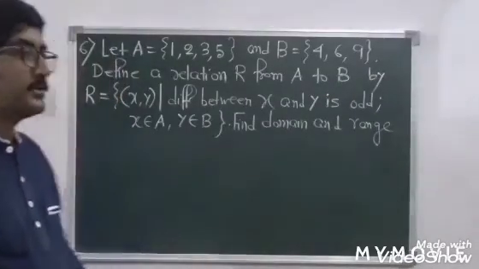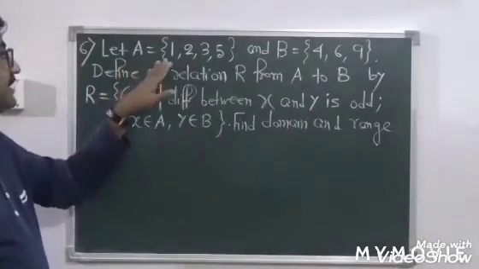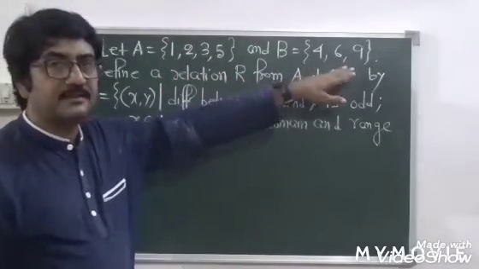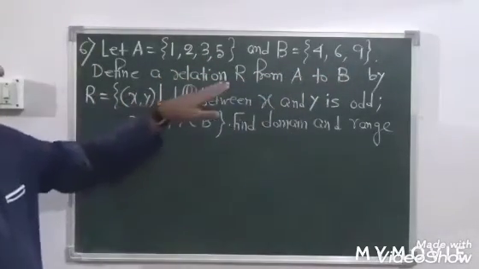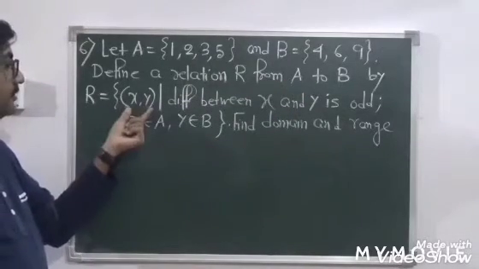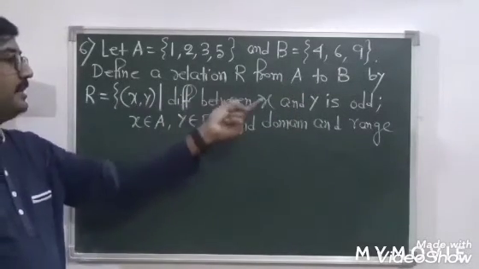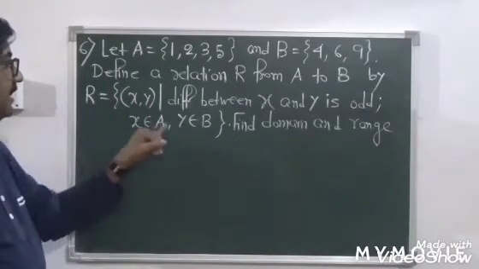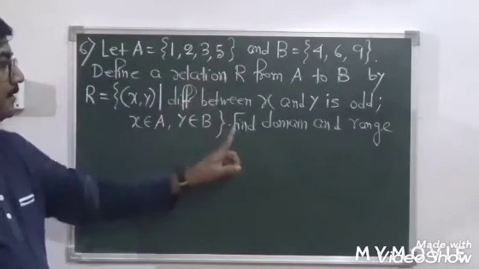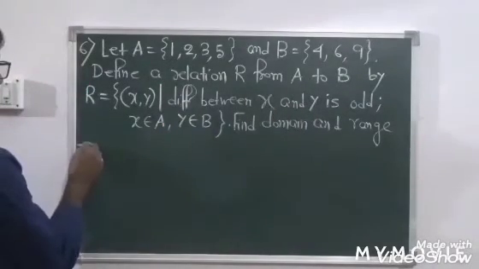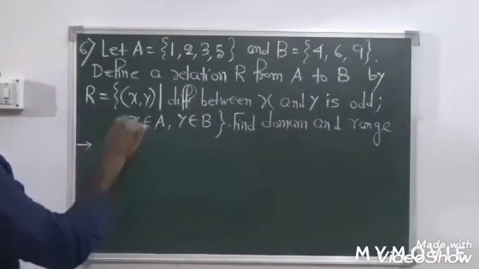Now in this particular question, let set A have elements 1, 2, 3, 5 and set B have elements 4, 6, 9. Define the relation R from set A to set B as all those ordered pairs in which the difference between x and y is an odd number, where x belongs to set A and y belongs to set B. Find the domain and range. First of all, we just need to write the set in the roster form.